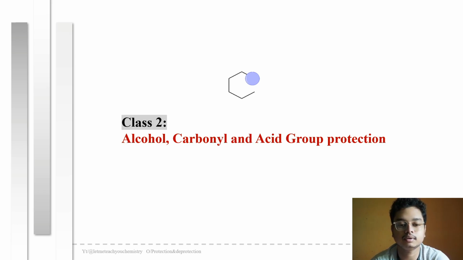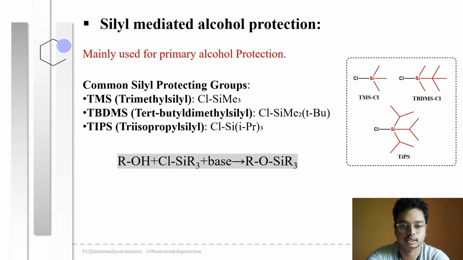So in this particular class, we are looking at the different functional group protections, such as alcohol group protection, carbonyl group protection, and acid group protections, and their deprotection strategies. We begin our class with the alcohol group protection. The main and important way to protect primary alcohols is silyl mediated protection.